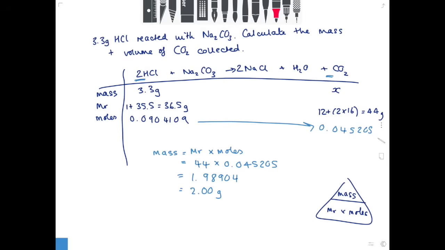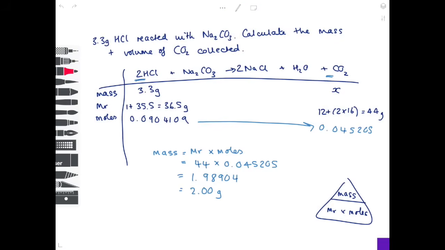Now to make sure we're answering the second part of the question, which is to do with gas volumes, make sure you know that 1 mole of any gas occupies 24 decimeters cubed. So we know the number of moles of carbon dioxide, we've already calculated that, which is 0.045205. Therefore, to work out the volume, simply times that by 24. Becomes 1.08 decimeters cubed. So that's the answer to the second part of the question.